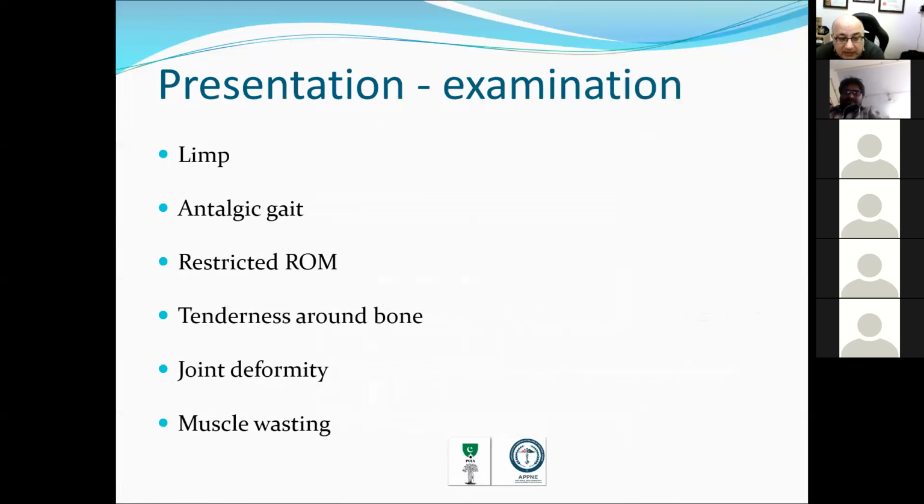Okay. If it's a hip, they will come with a limp. They will have an antalgic gait. Do you remember we talked about antalgic gait? What's an antalgic gait?